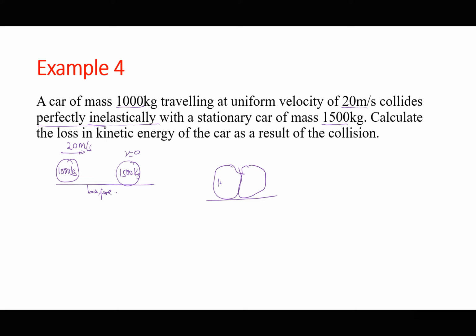So the total mass is going to be 1,000 plus 1,500. They move with a common velocity v. By conservation of momentum, you should be able to find v. Total momentum before should be equal to total momentum after. You find v. Then you find the kinetic energy before the collision and the kinetic energy after the collision. I'll just press my calculator and write the answers without showing the working.